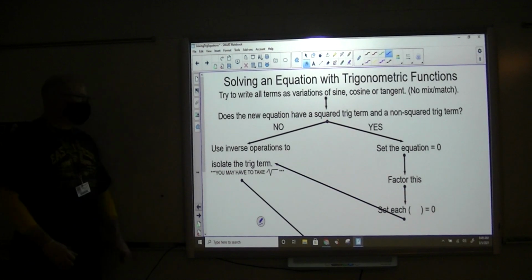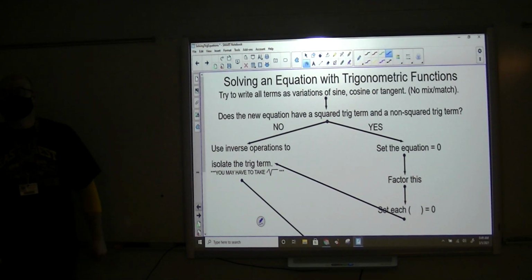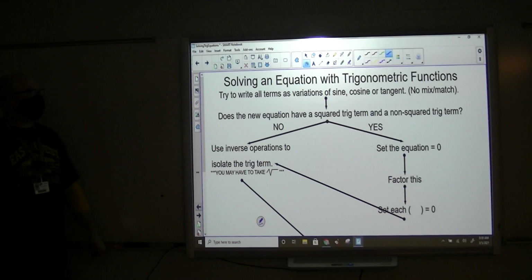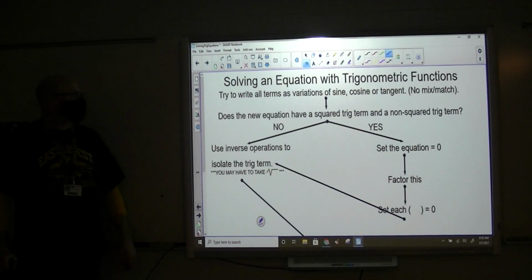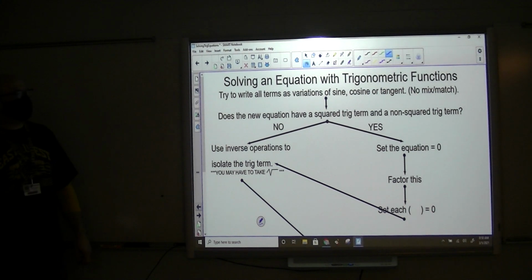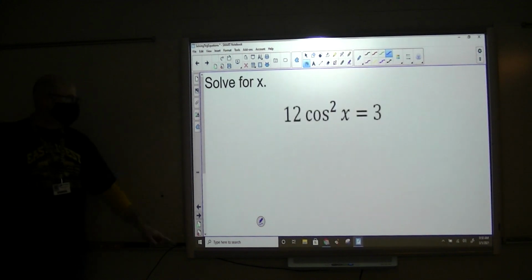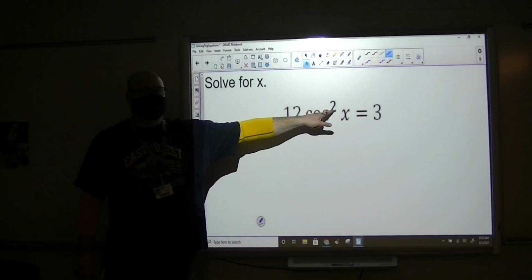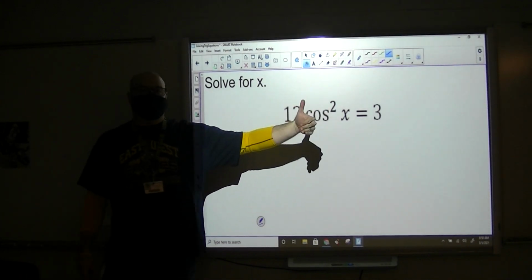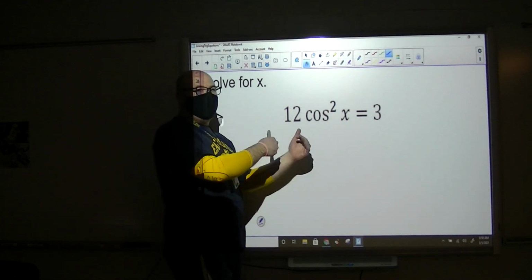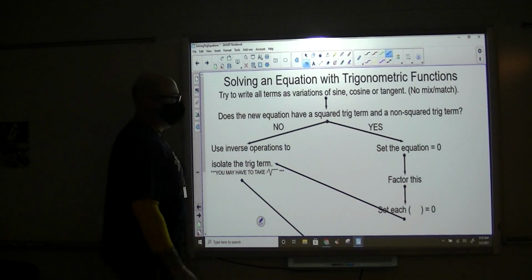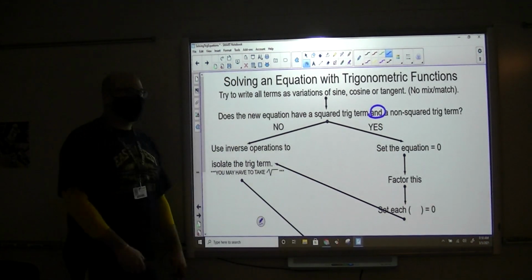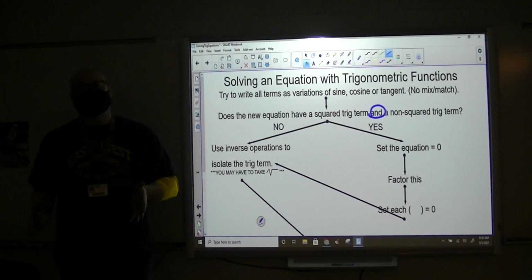So this is our procedure for solving trigonometric equations. Write all terms as variations of sine, cosine, or tangent. I've got cosine squared, but it's all just cosine, right? Then, does the new equation have a squared trig term and a non-squared trig term? Well, this equation has a squared trig term, but it doesn't also have a non-squared trig term. Like, there isn't also a cosine x here. It's just cosine squared. So, emphasis on the word "and." We don't have both of those. We just have the squared trig term of cosine.